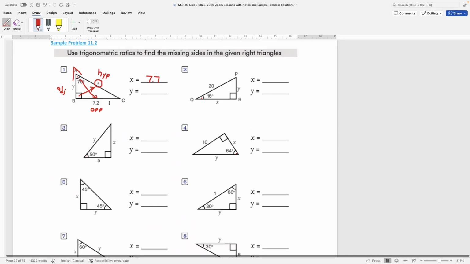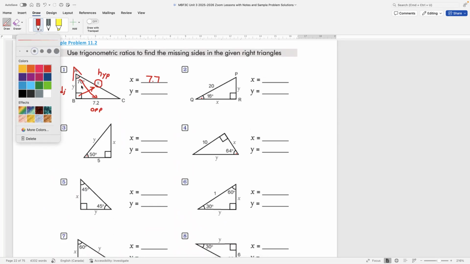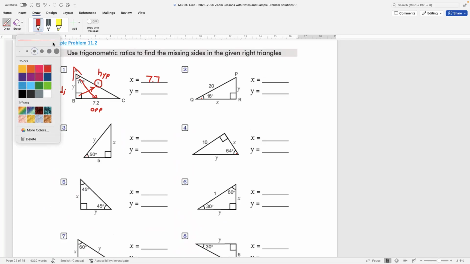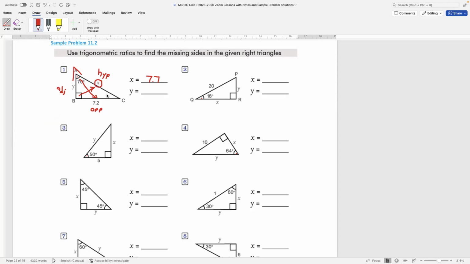So the measure of this angle right in here, let's erase that for now. And let's go into draw. Let me draw it out. So this angle right here is 20 degrees.